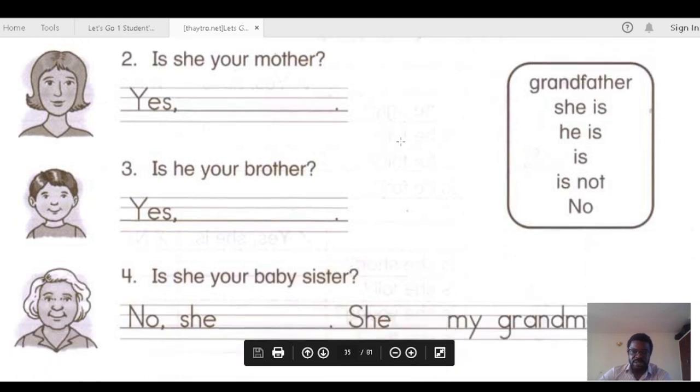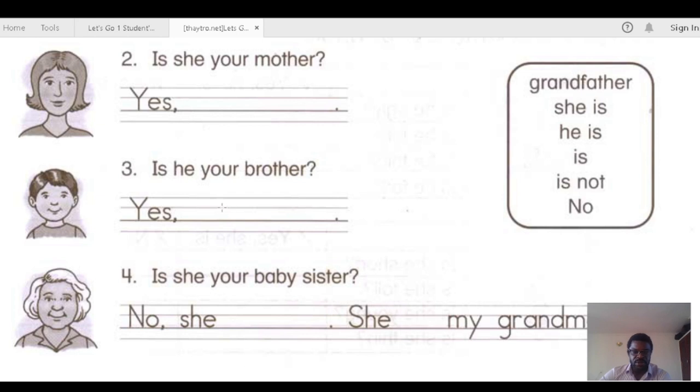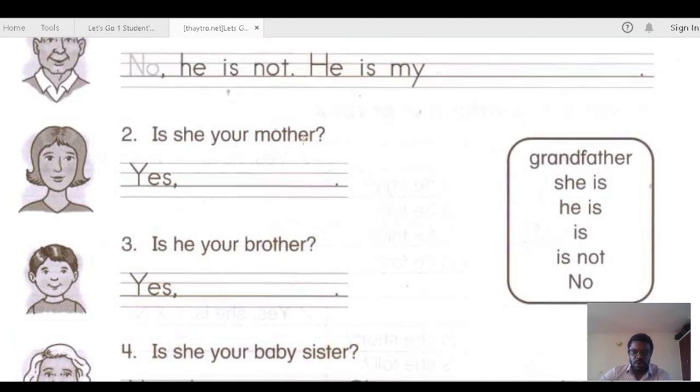You remember when you want to ask a question, we have to use our verb be, the singular or the plural: is, are, or am. Is he your brother? Because it's a question, that is why you have the question mark at the end. Is she your mother? Are they your students? Am I a teacher? So we use am, we use is, we use what? Are.